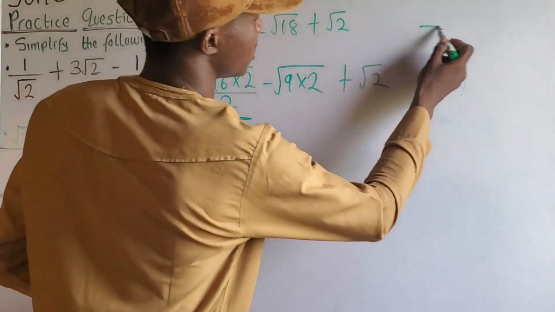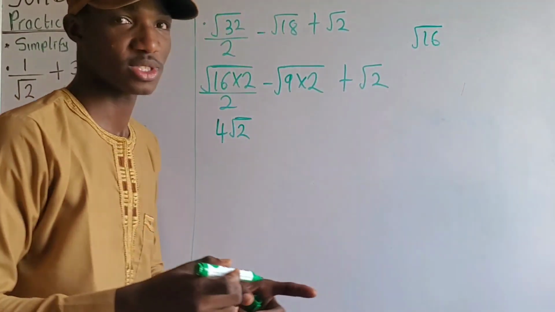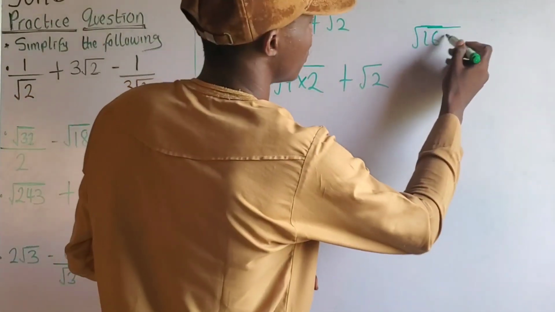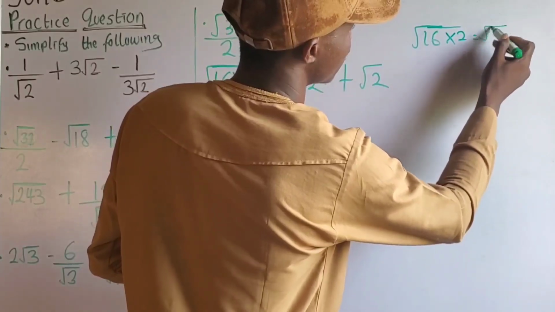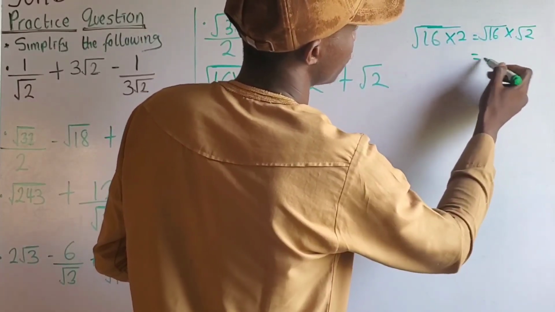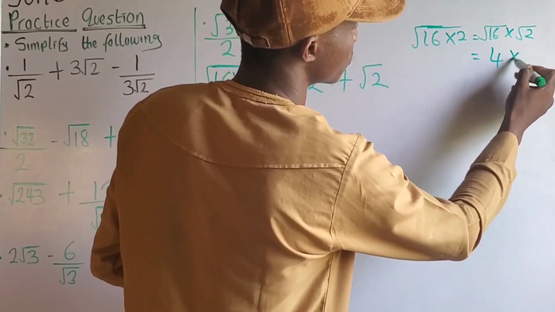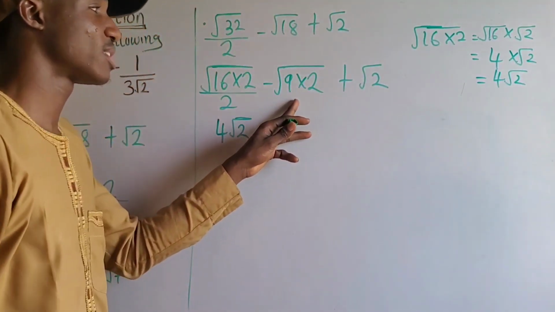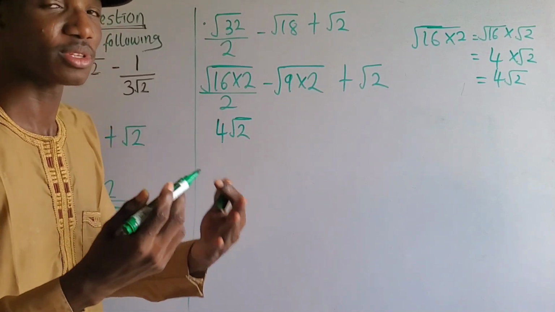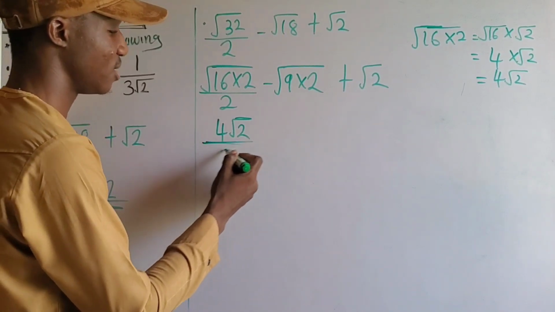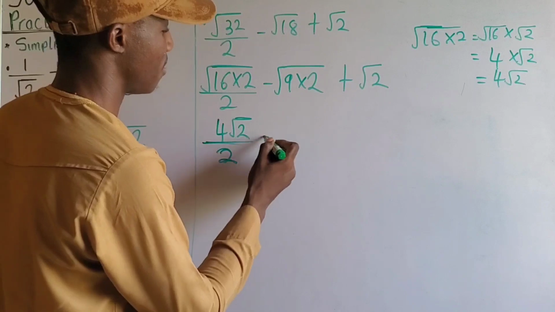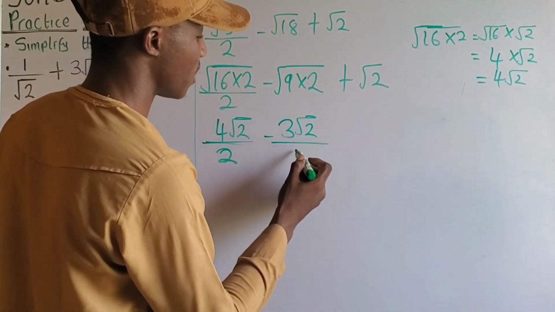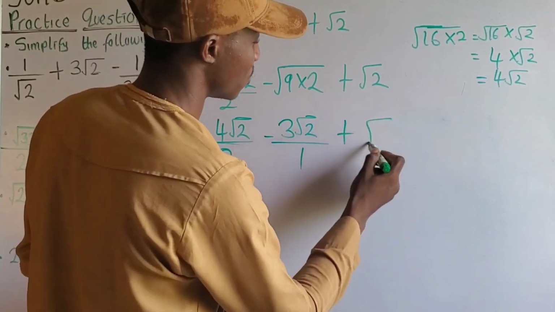Root 16, if you were part of our previous class, you shouldn't find this hard to comprehend. Root 16 times 2 can be written as root 16 multiplied by root 2. So root 16 is what? 4. And root 2, 4 times root 2 gives us what? 4 root 2. Likewise, root 9 times 2 can be written as root 9 multiplied by root 2. Let me first deal with this, this over 2 minus, root 9 is what? 3. 3 root 2 all over 1, plus root 2.